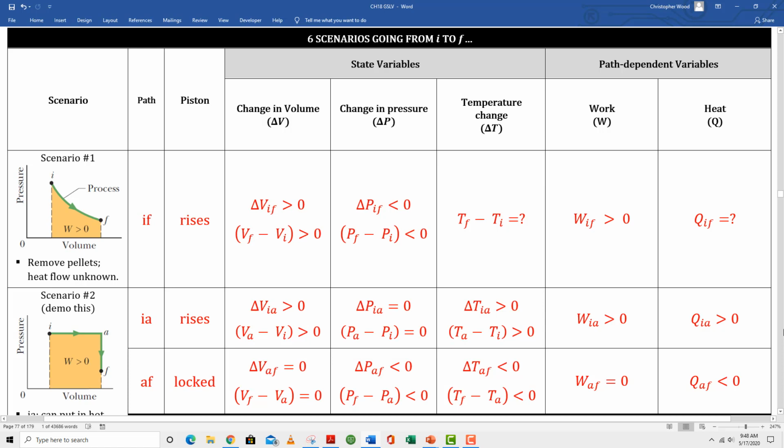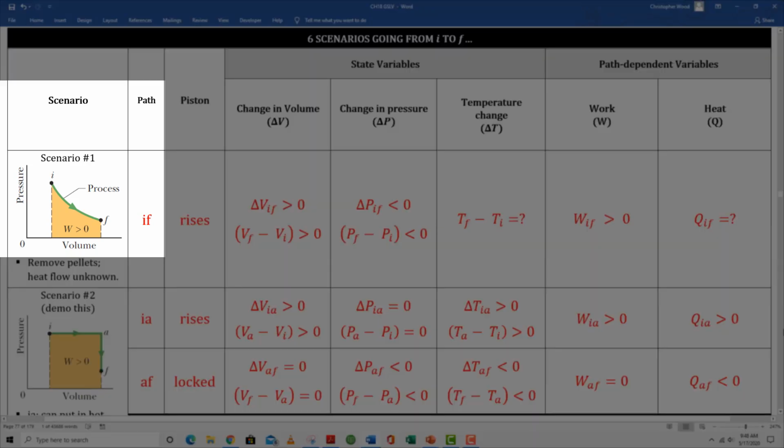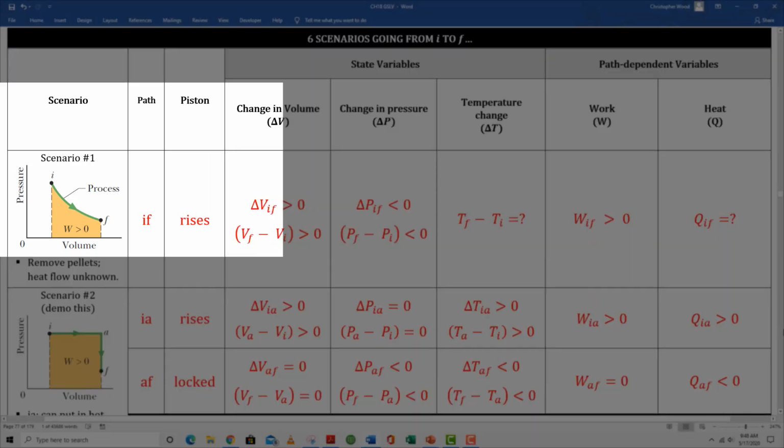So let's go through this entire row. The path is from state I to state F. The piston is rising. My volume is increasing.